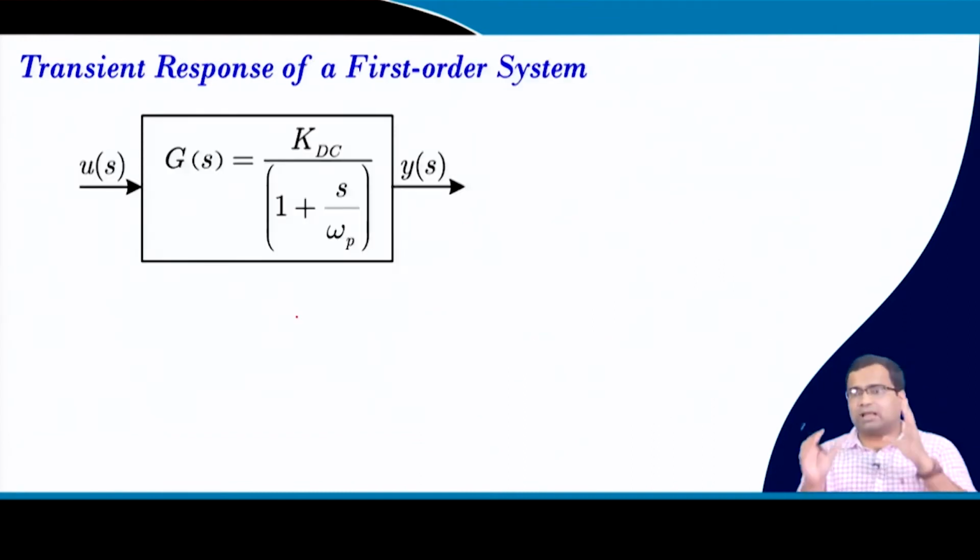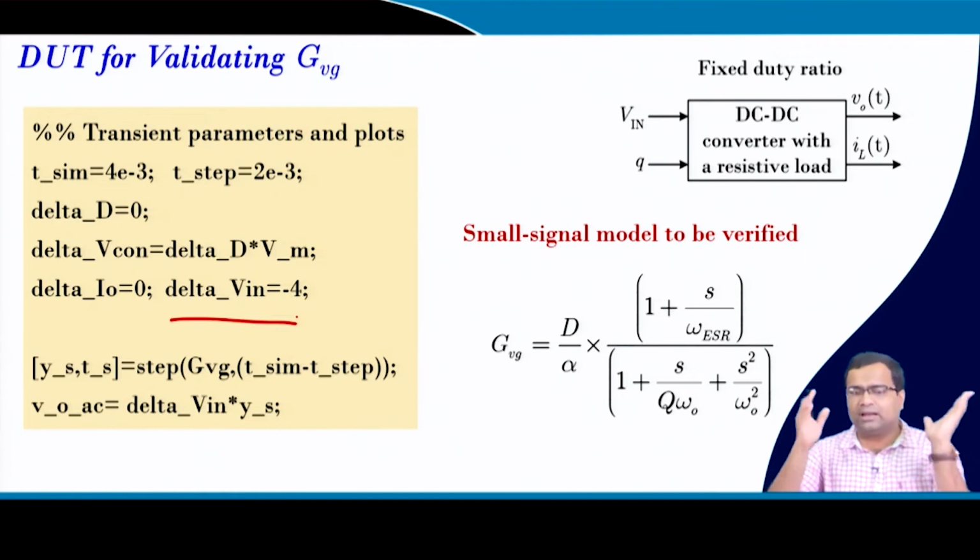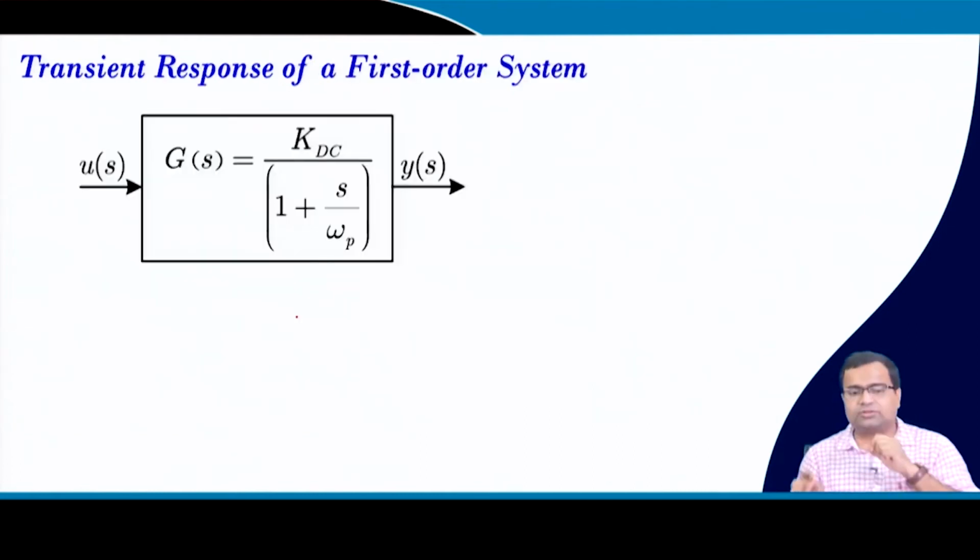That means now we have learned how to verify the small signal model using MATLAB transient simulation, and that we have done for the open loop converter. We will see in a subsequent lecture that we can actually match the closed loop response using transient simulation also. The next question that will come to our mind: now we know that our model is good, we can move forward.